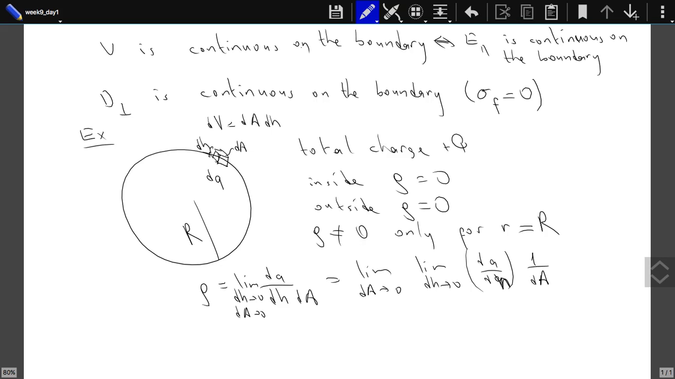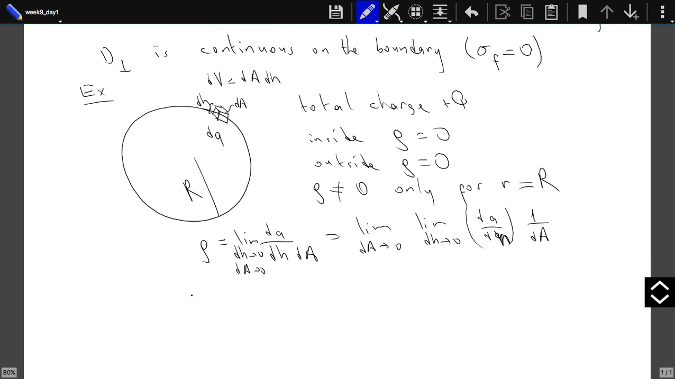So as I change dH, does the charge in my volume change? I keep dA fixed. I'm just considering this limit first, this dH limit. I keep dA fixed and take the limit dH goes to 0. So does dq go to 0? It doesn't go to 0. So dq doesn't go to 0, but dH goes to 0. So this is infinite already. Well, if I take dA to 0, infinite over 0 is even more infinite. So this diverges. So basically rho goes to infinity on the surface.